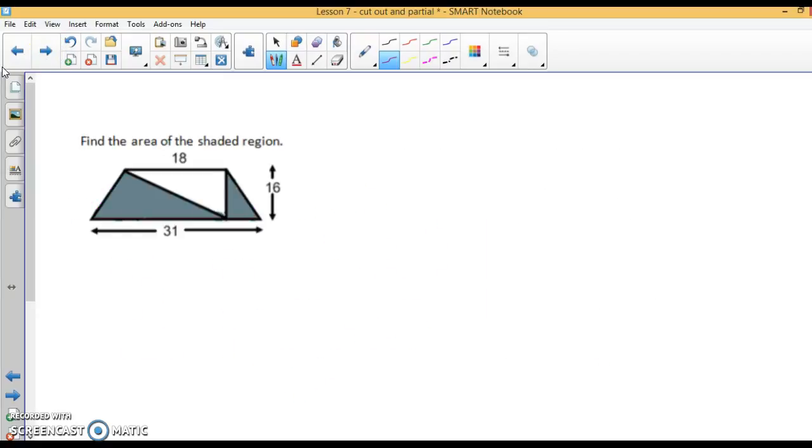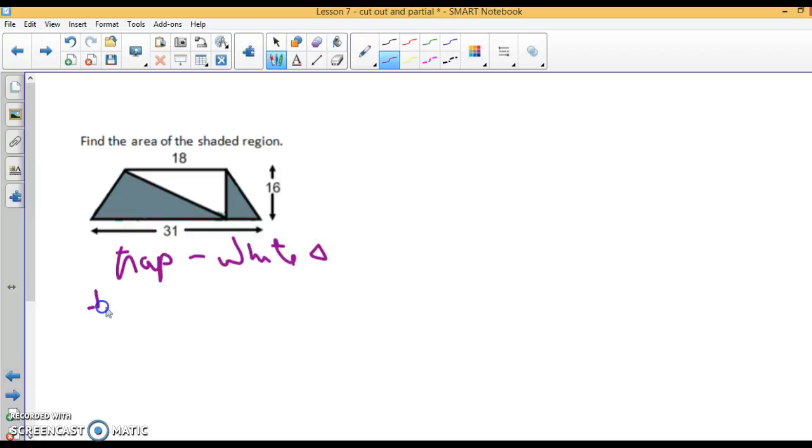Find the area of the shaded region. Well, don't I have a trapezoid? The whole thing is a trapezoid. And then I've got this white triangle. So I'm going to do the trapezoid minus the white triangle. That'll give me the shaded part.